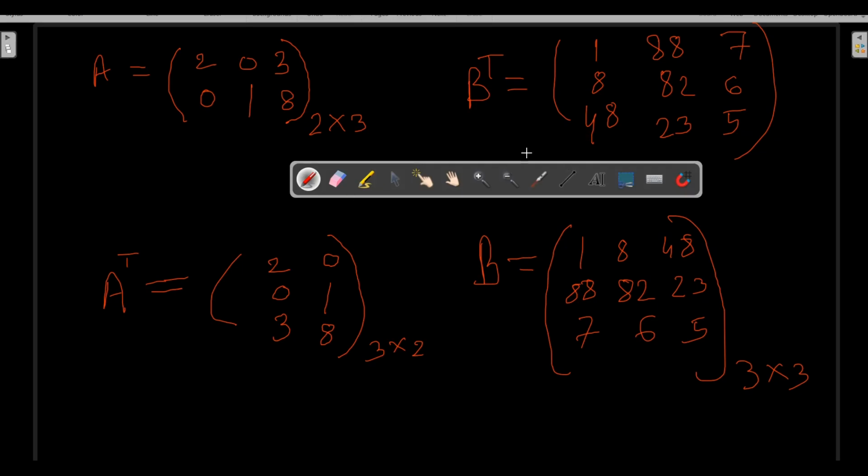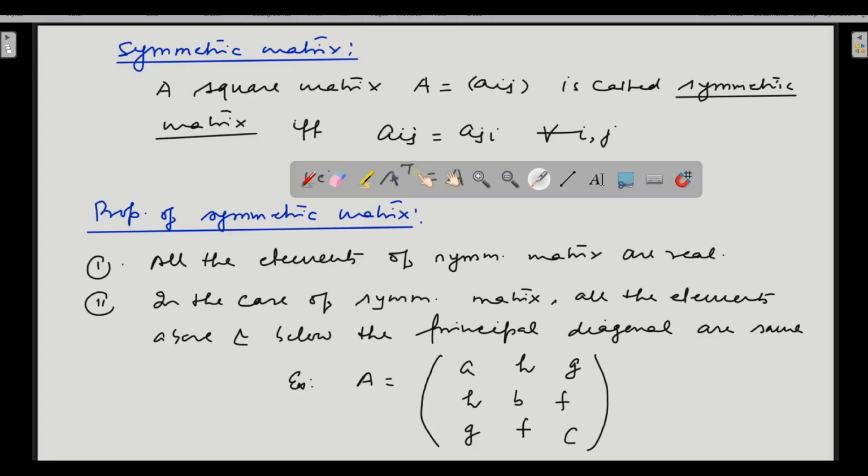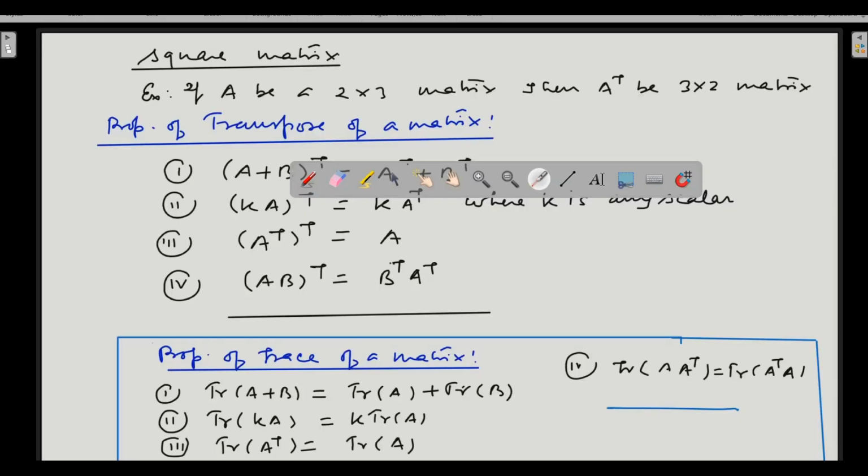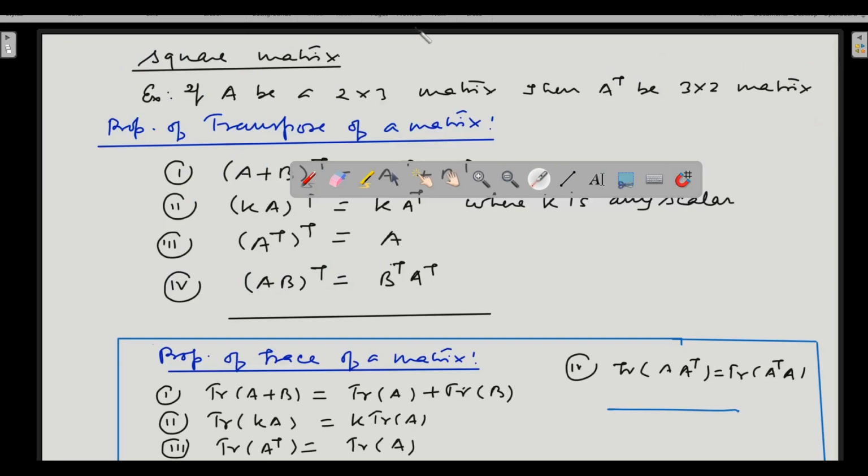That is how we can find the transpose of a matrix. Now this will again be 3 cross 3, because it is a square matrix, so the order of the matrix remains unchanged. But over here it was 2 cross 3, and the transpose became 3 cross 2. In this way we can understand the meaning of the transpose of a matrix.